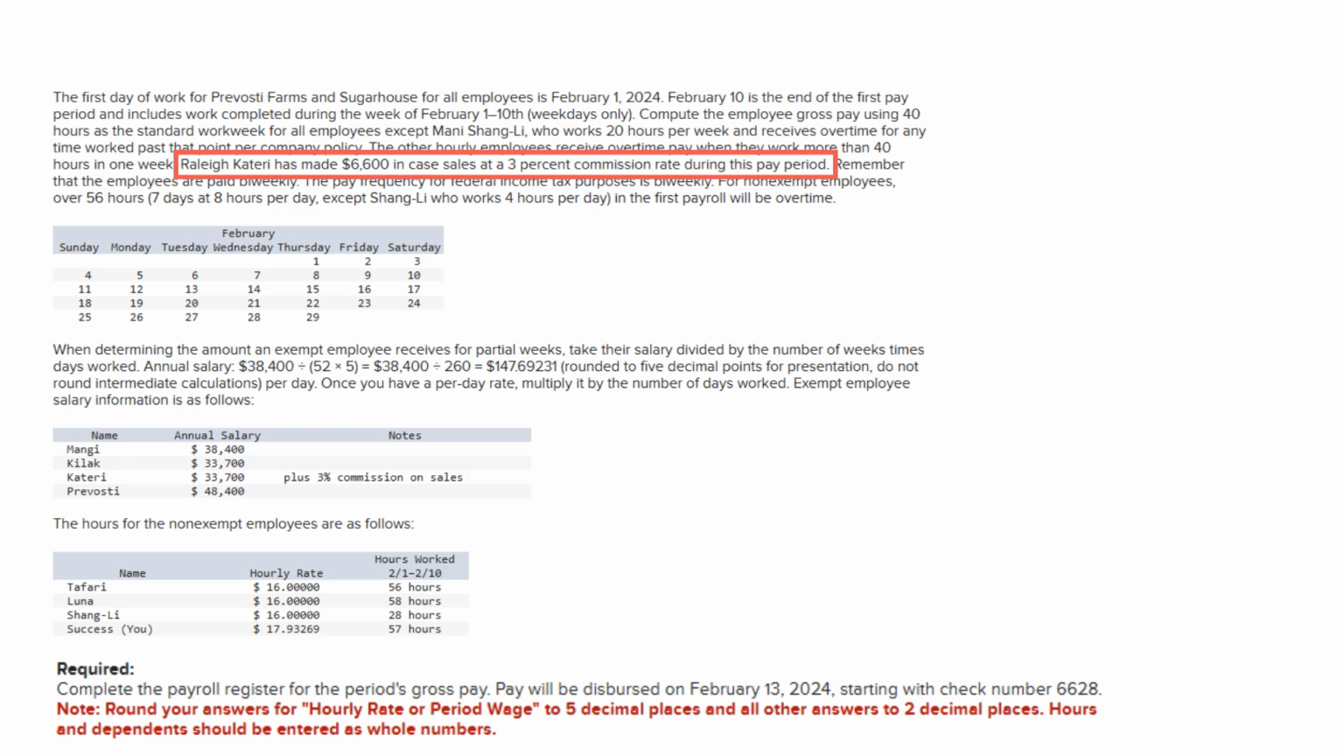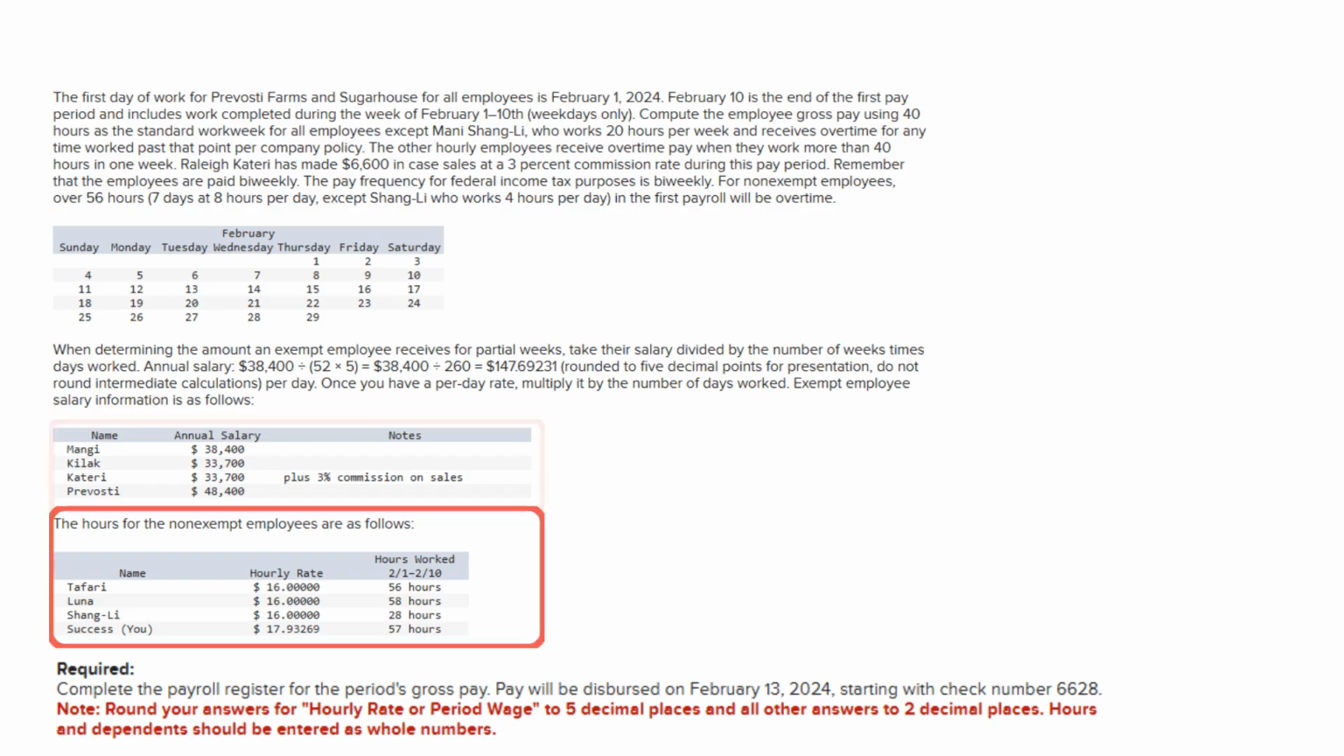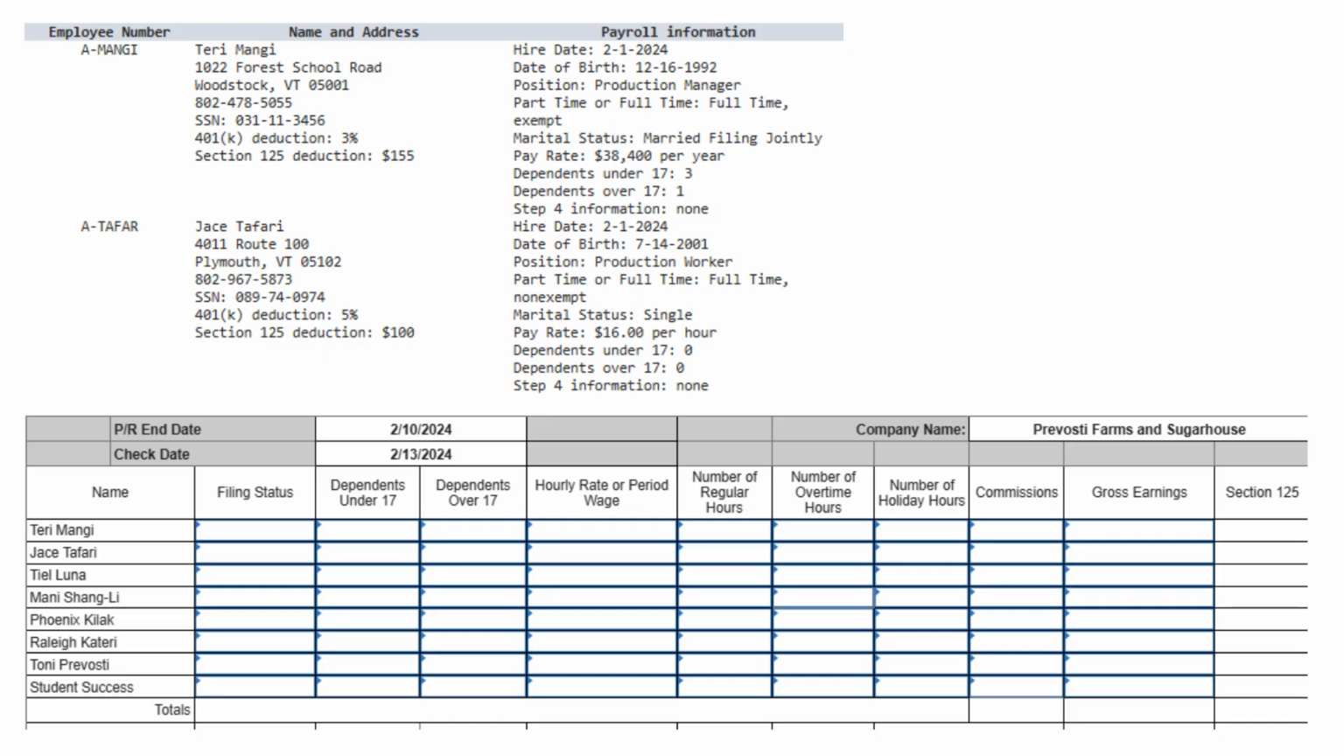Next, we have the calendar for February, which may be helpful during this exercise. Then, there is some additional information on how to calculate the partial week salary. Next, we have a listing of the salaries for the 4 exempt employees and then the 4 non-exempt employees and their hourly rate and the hours worked for the payroll period. So, let's get started. We'll start with Terry Mangy, who is an exempt employee.